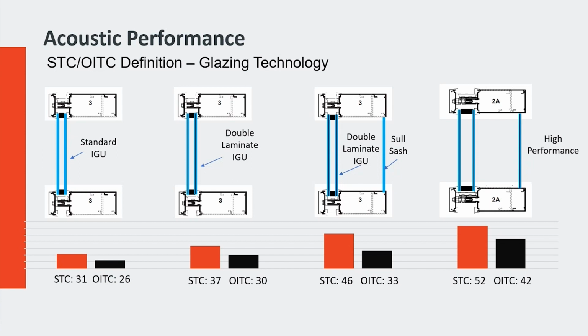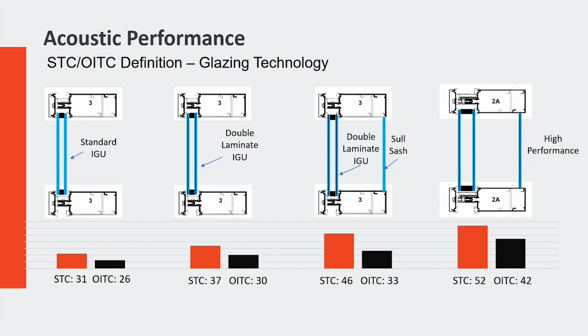So here on the left, we have our standard curtain wall with a standard insulating glass unit. That has an STC of 31 and an OITC of 26. But now when we go to double laminates, now we've got a laminate layer on the outboard, laminate on the inboard, that increases our STC to 37 and OITC to 30. So by adding the layer of laminates, we've added 2 additional layers that sound waves have to go through, and that begins to break down and deteriorate the sound waves.